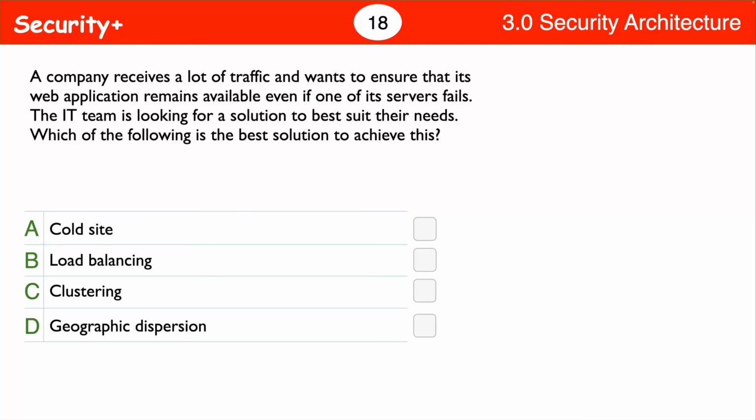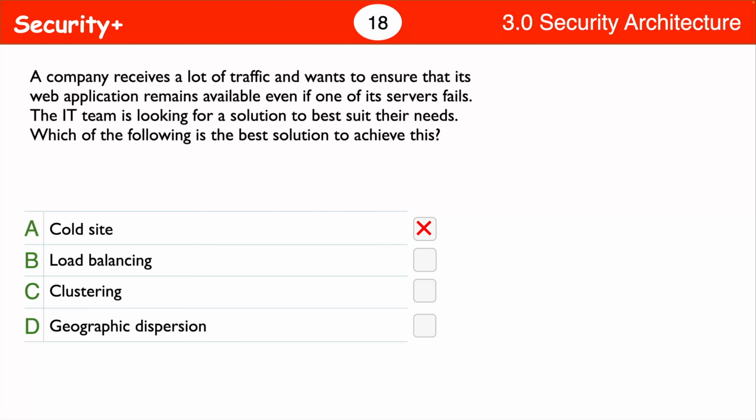All right, so let's take a look at the key phrase here. I would say that there's only one that really sticks out and that's important, and that's going to be web application remains available even if one of its servers fail. Now that we have this single key phrase, let's go ahead and do the process of elimination. And we can easily start with A, cold site. A cold site is a backup facility with minimal pre-installed infrastructure that's used more for long-term disaster recovery.